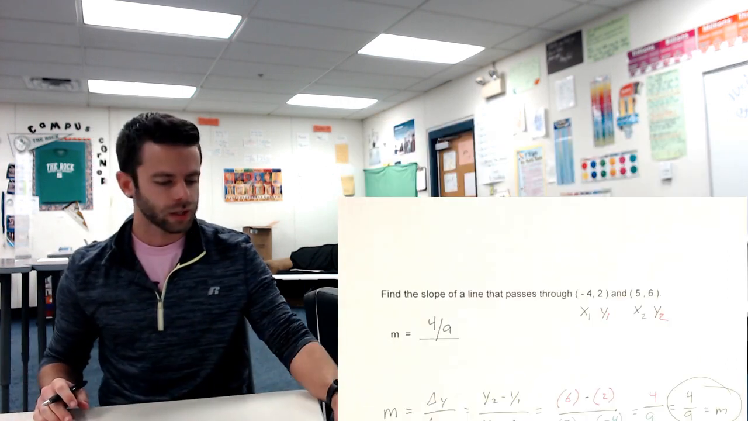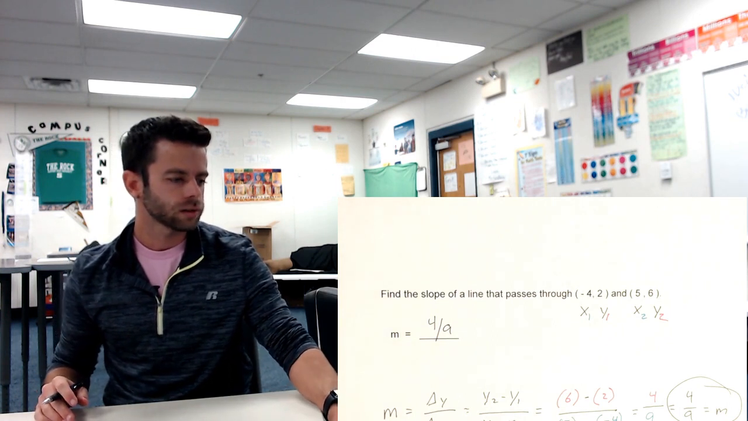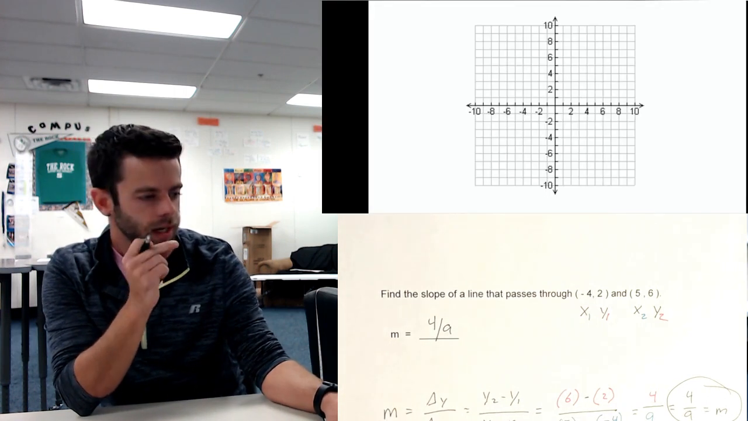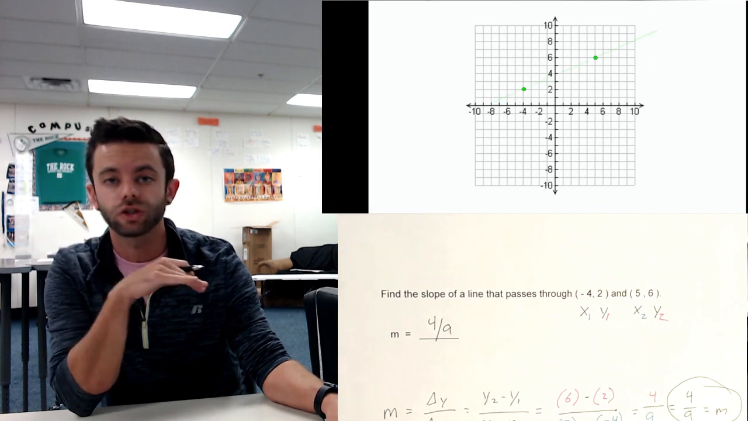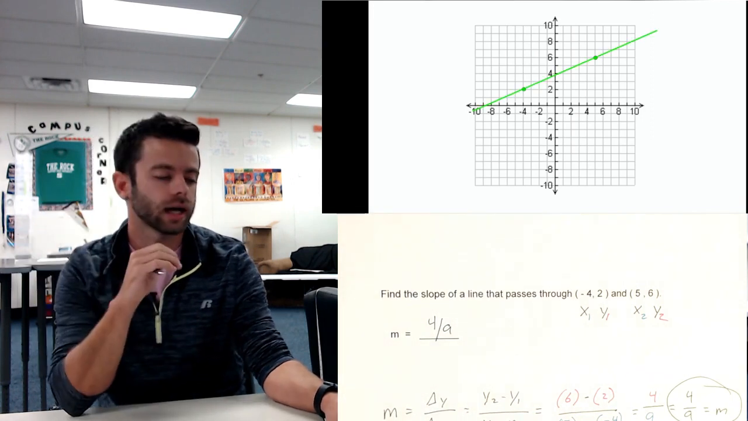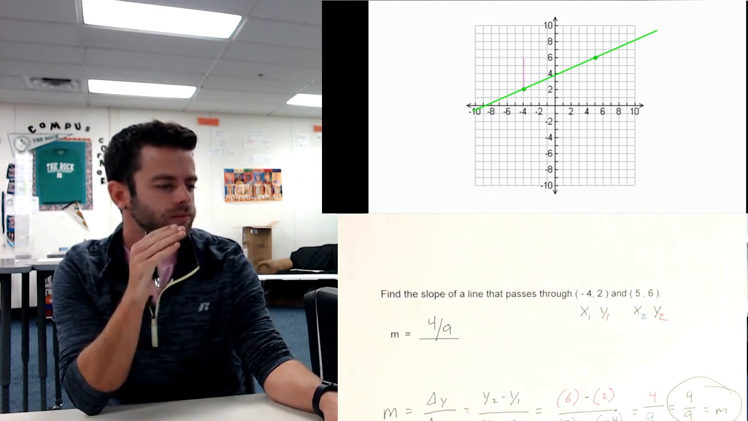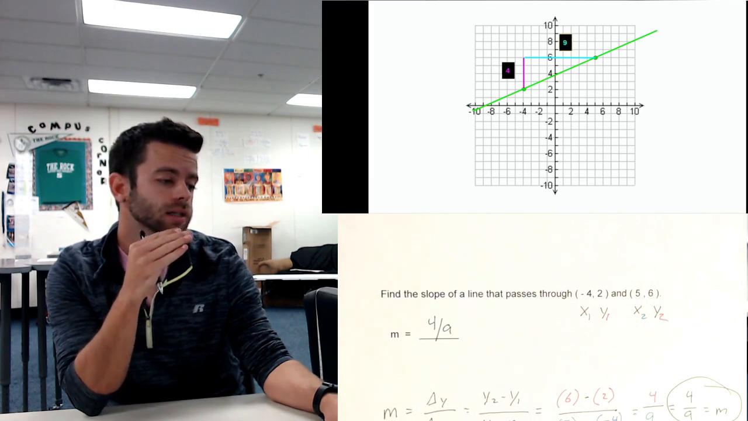So if we are checking this, and I have my ordered pairs, so I have (-4, 2), I have (5, 6), and I would draw that linear line. Remember, straight line is a linear line, it doesn't curve. And I find my rise and my run, which my rise is 4 and my run is 9.